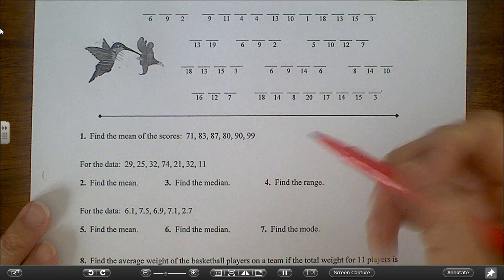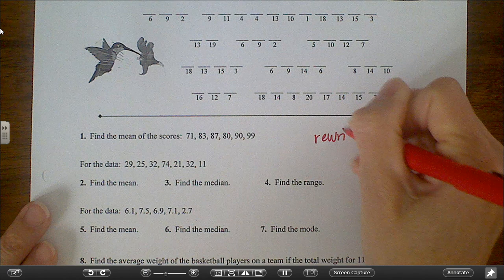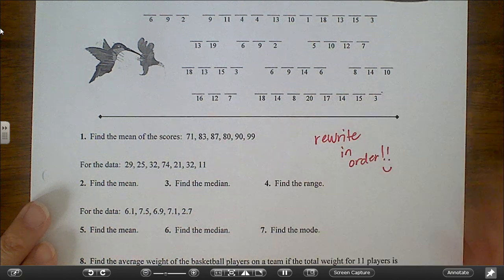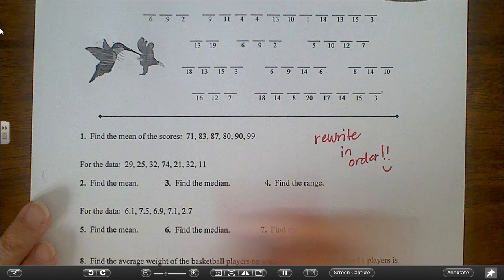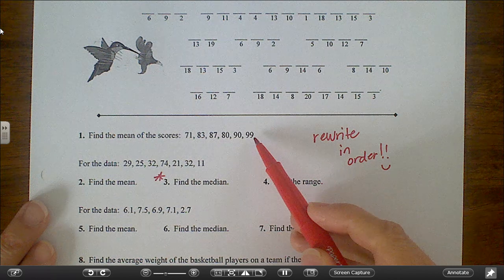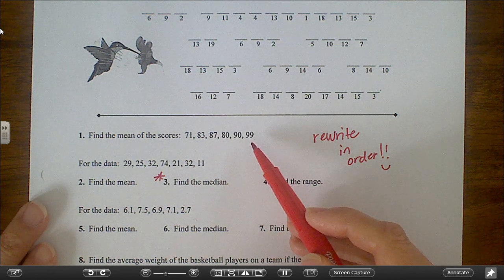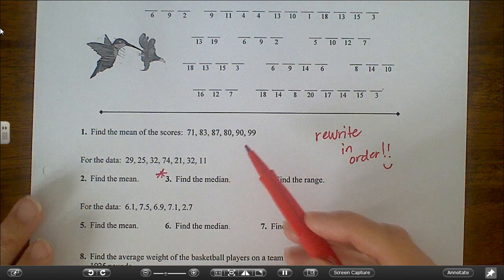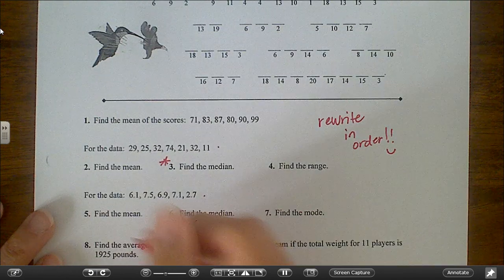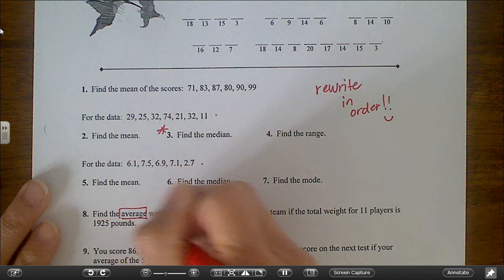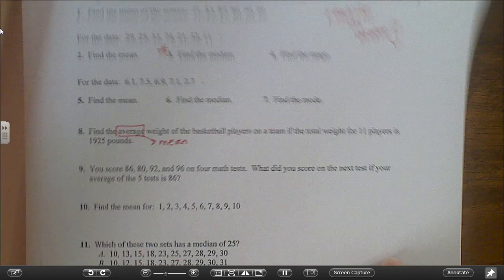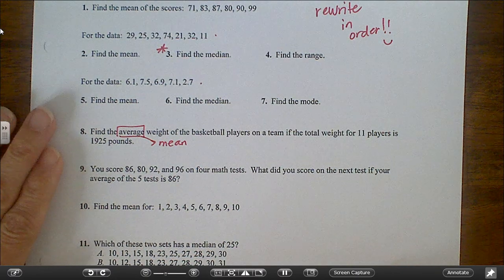Remember, on all of these, just to save yourself some time, rewrite in order, particularly if you're being asked to find the median. I suppose in number 1, you don't necessarily have to, because you don't need that median. But in this data set and this one, I would as well. And then in number 8, it says find the average weight. Remember, that's the mean. I'm going to show you number 9. Number 9 is a little bit confusing.